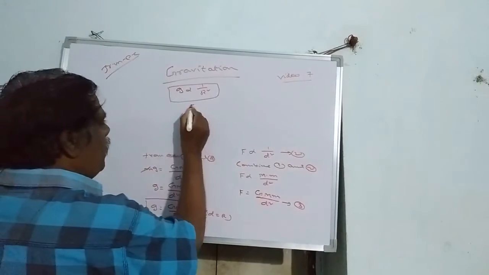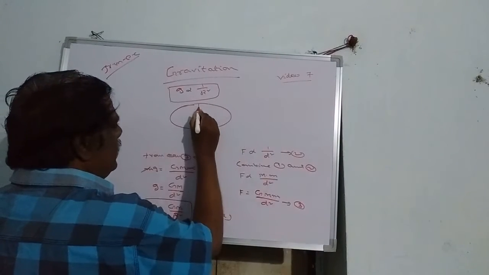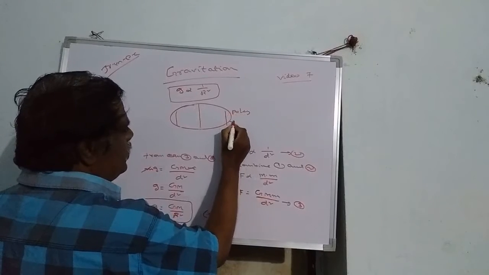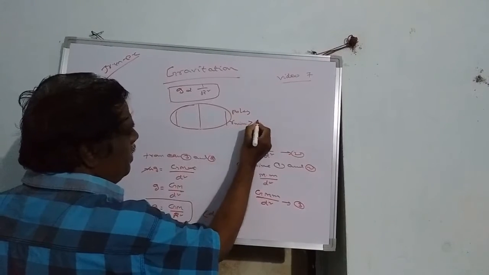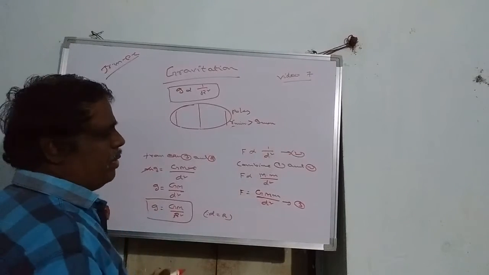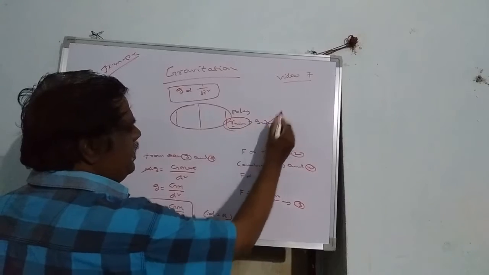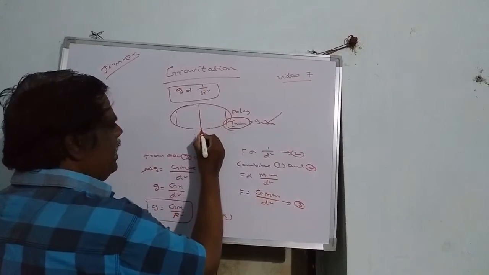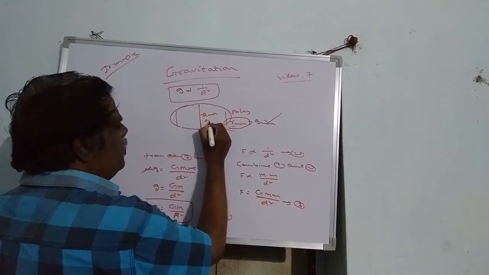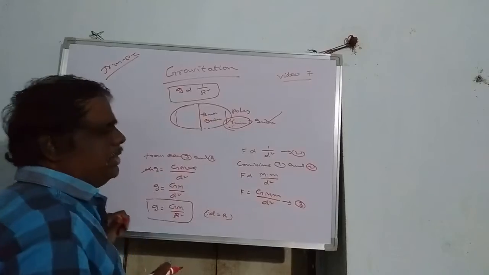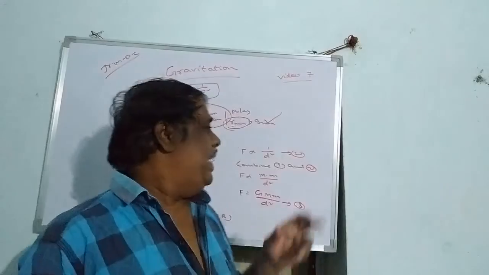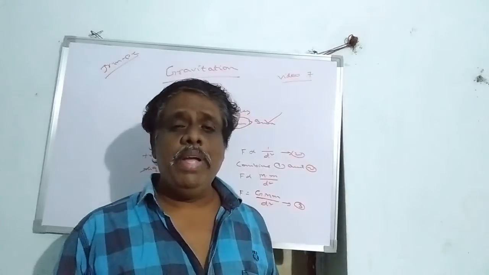Suppose on the Earth, this is the equator, these are the poles. At the poles, R is minimum, so g will be maximum, because R and g are inversely proportional. If our radius decreases, g value increases. At the equator, R value is maximum, so g value will be minimum. So that means at the equator, acceleration due to gravity will be minimum, and at the poles, acceleration due to gravity will be maximum.